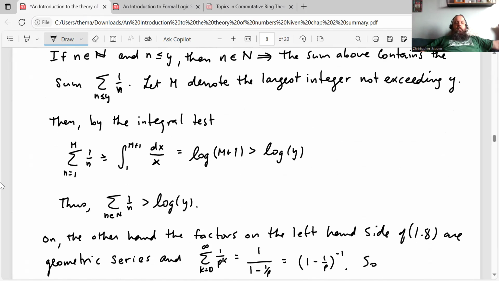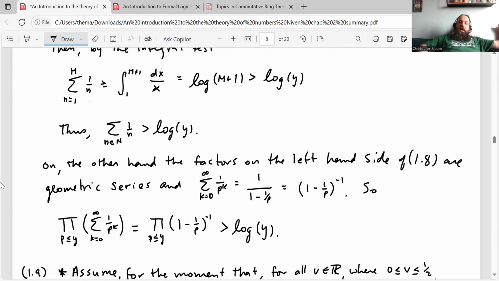The sum for n going from 1 to M of 1 over n is greater than or equal to the integral from 1 to M+1 of dx over x, which is equal to log of M+1, which is obviously greater than log of y. Thus, the sum of 1 over n for all n in N is greater than log of y.